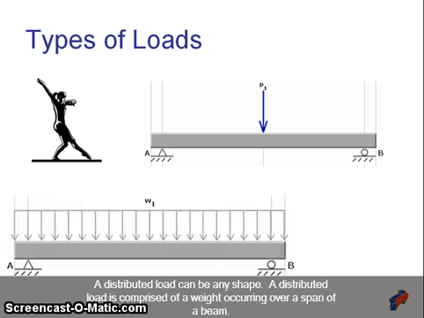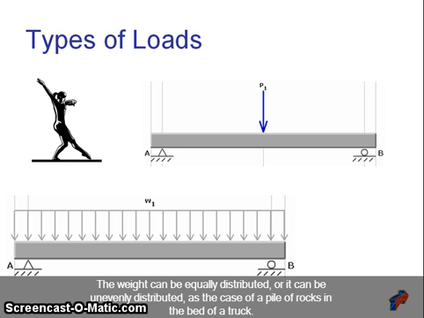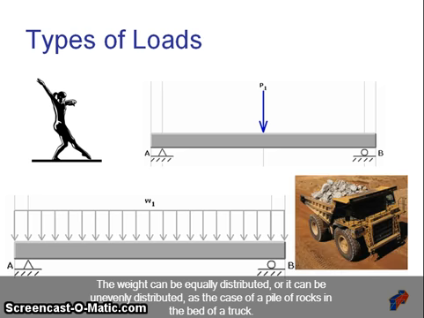A distributed load can be any shape. A distributed load is comprised of a weight occurring over a span of a beam. The weight can be equally distributed, or it can be unevenly distributed, as in the case of a pile of rocks in the bed of a truck.